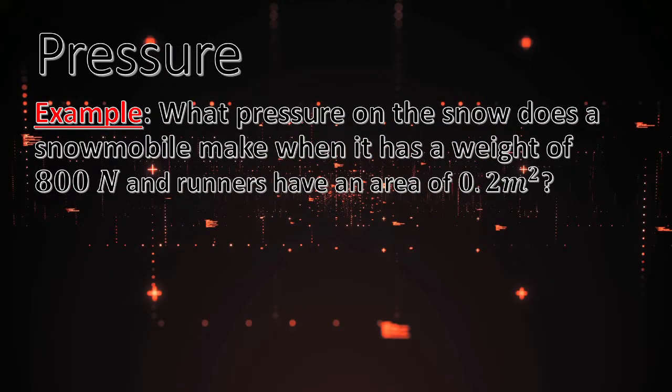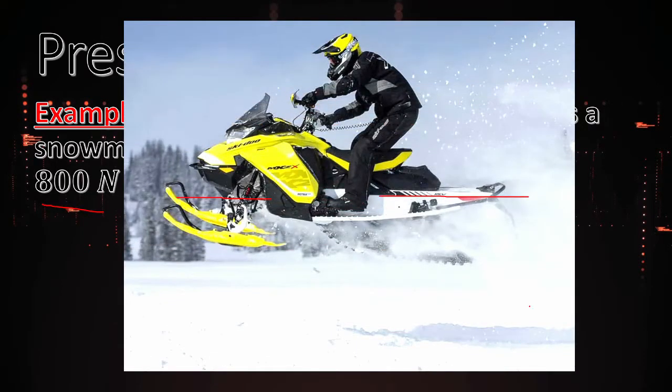So for example, what pressure on the snow does a snowmobile make when it has a weight of 800 Newton and runners have the area of 0.2 meters squared? Okay, in a snowmobile, these are actually your runners here, and we have another here. You might wonder the runners are too wide and too big. This is actually because if it's too thin, the snowmobile will actually sink in the snow.